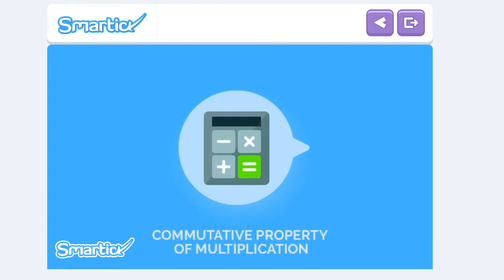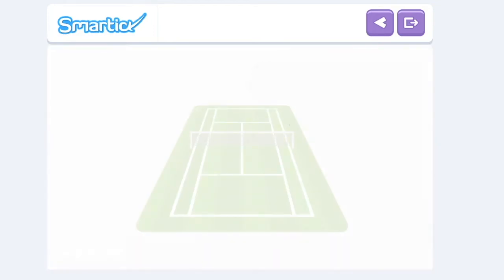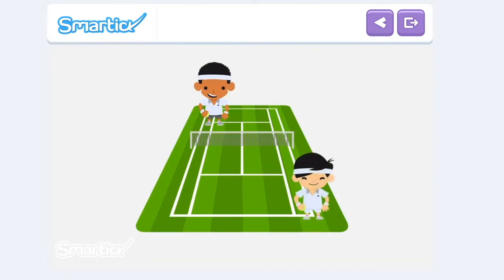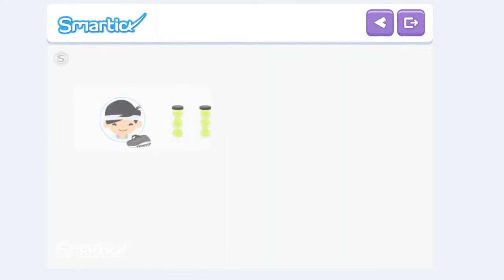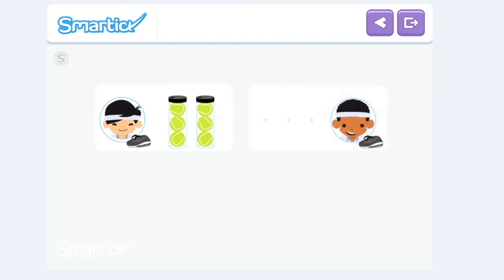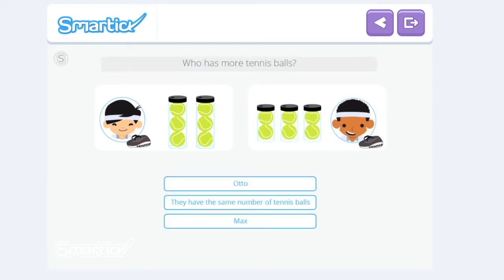Commutative property of multiplication. Max and Otto are going to play another game of tennis. Otto has 2 containers in his backpack and 3 tennis balls in each container. Max has 3 containers in his backpack with 2 tennis balls in each one. Who has more tennis balls?